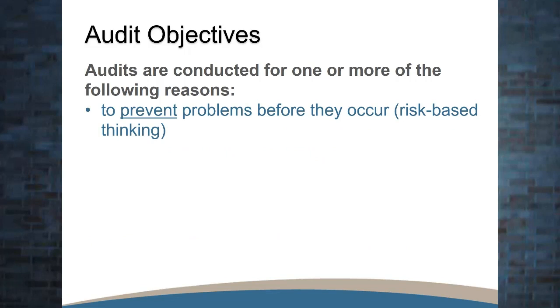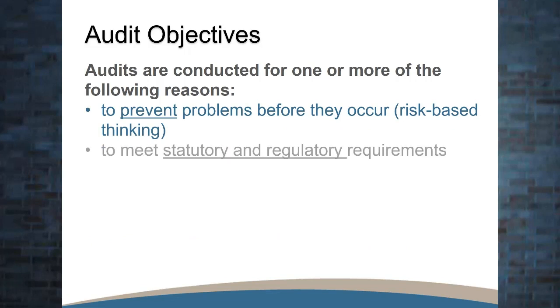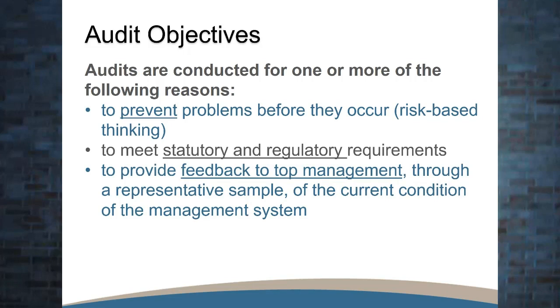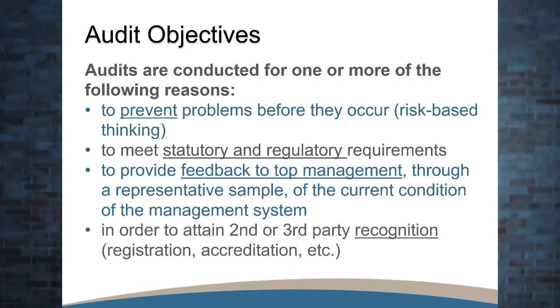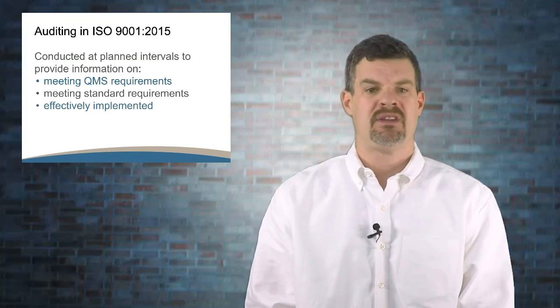to prevent problems before they occur, such as risk-based thinking, to meet statutory and regulatory requirements, to provide feedback to top management through a representative sample of the current condition of the management system, or to obtain a second or third party recognition, such as registration, accreditation, etc. Auditing in ISO 9001:2015 requires that audits be conducted at planned intervals to provide information on meeting QMS requirements, meeting standard requirements, and that your standard requirements in QMS are effectively implemented and maintained.